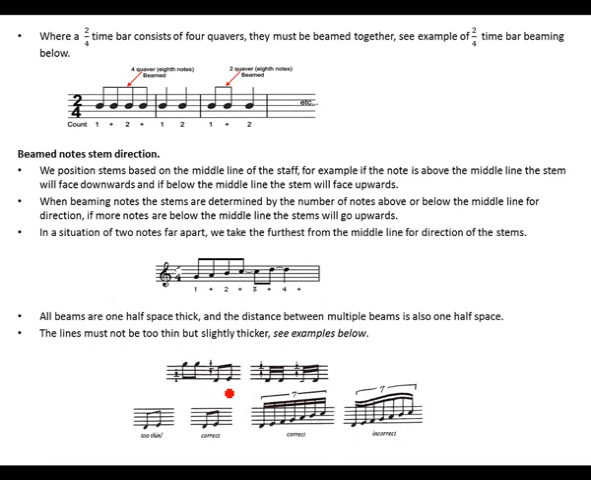Where a 2-4 time bar consists of 4 quavers, they must be beamed together. See example of 2-4 bar beaming below. As you can see, 4 quavers, they're beamed together. The count would be 1 and 2 and.